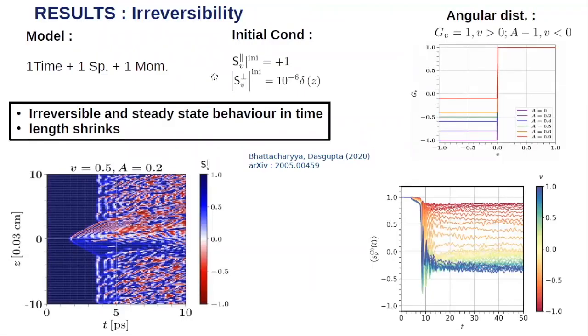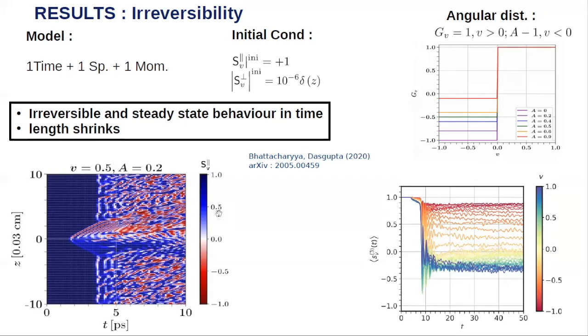Typically we use an angular distribution which is a box type of spectrum with a zero crossing around the v equals 0 mode. In this talk we mainly focus on the phase-space dimensionality of one time, one space and one momentum mode. We use an initial condition where neutrinos are emitted as purely electron flavor states, with a small perturbation in the off-diagonal element.